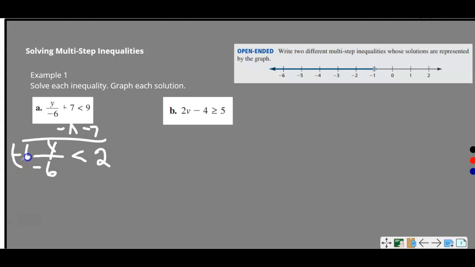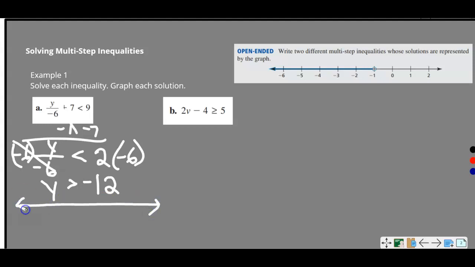Now we're going to multiply by -6. Multiplication is the inverse of division, so that will cancel that. Because I multiplied by a negative, remember I have to switch the inequality symbol. 2 times -6 is -12. In order to graph this, I'm going to go by 4s. So I got -12. I need an open circle at -12, and it needs to be greater than -12.